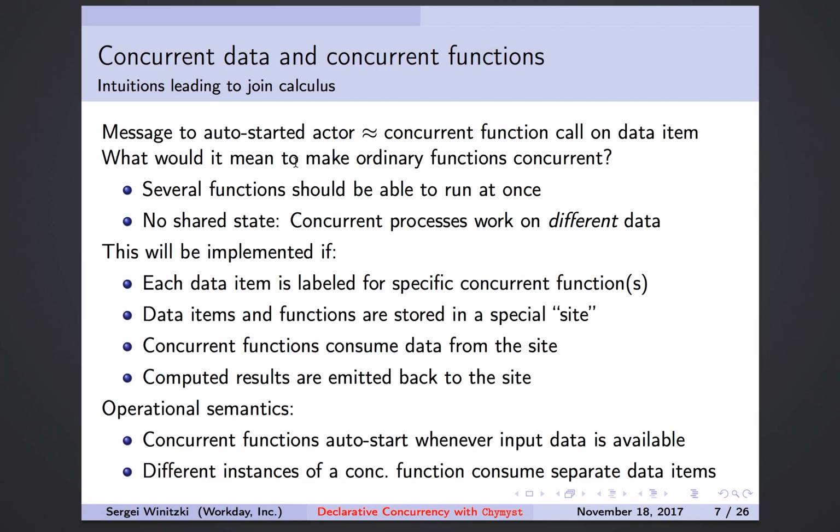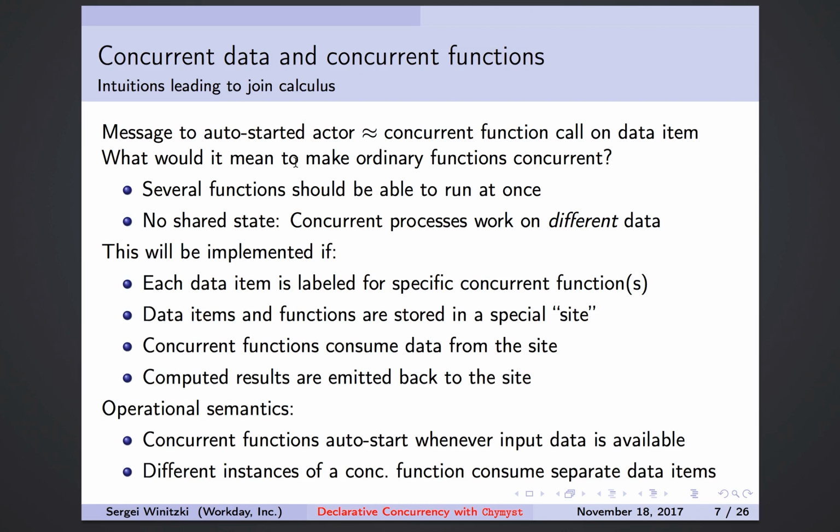unless this 100 is labeled in some way so that concurrent functions can be called correctly on this 100. So clearly we need to store all these data items and functions in some special site where data items wait for functions to be called on them. And then concurrent functions will consume data from this site, compute some results, and emit them back to the site. This is how it will work.